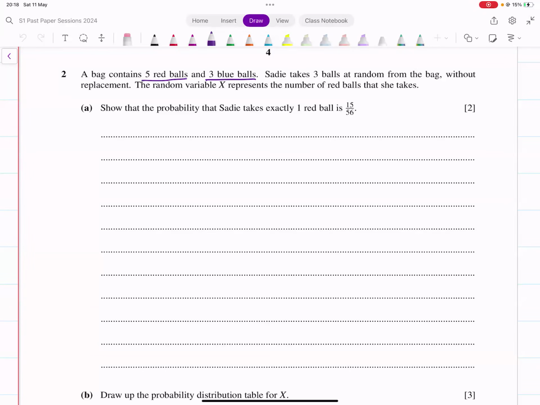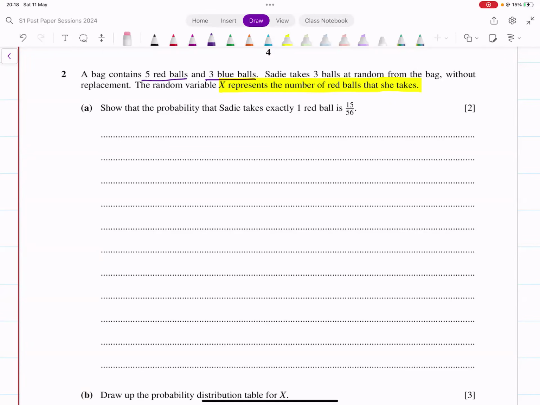Oh, good, thank you. Okay, so this person takes 3 balls at random from the bag without replacement. The random variable x represents the number of red balls that she takes. Show that the probability that she takes exactly 1 red ball is 15 out of 56.